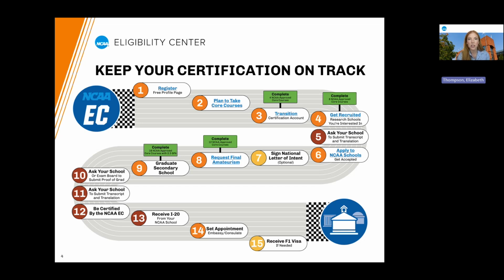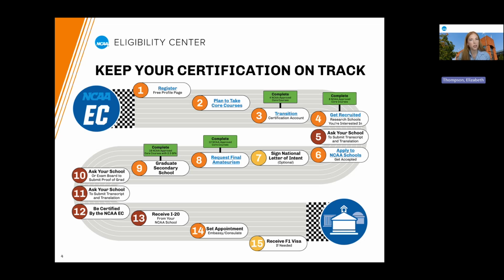The next step in the process would be to apply and be admitted to those NCAA schools that you're interested in. So that is a separate process from NCAA eligibility. You must also apply to the school you're interested in and be accepted by their international admissions office.